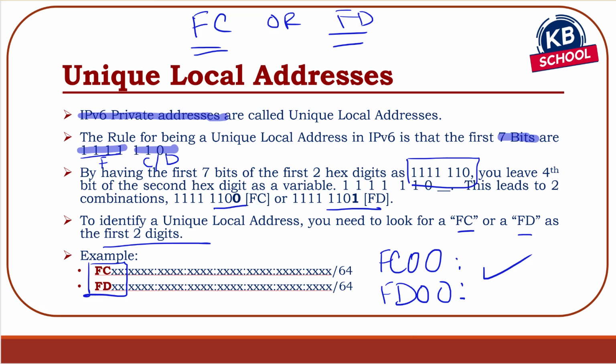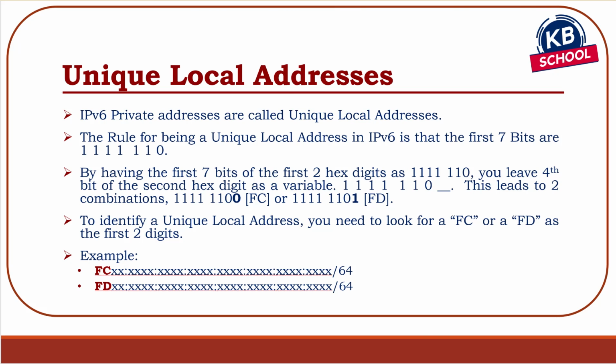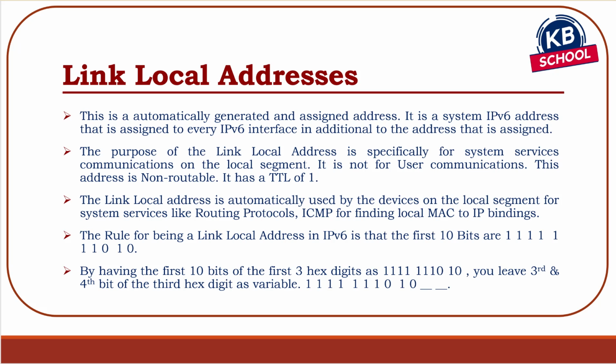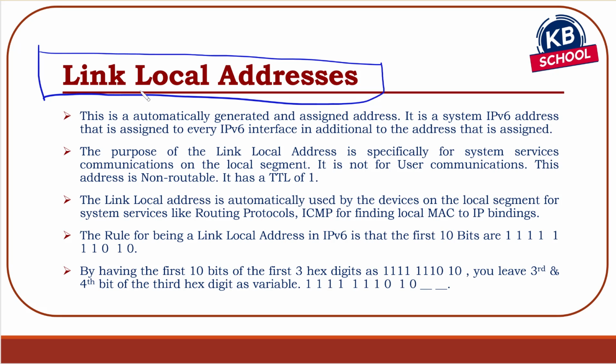So we've covered the two equivalents of the public and private addresses in IPv6. All right. The next thing that I'm going to take a look at is an address that is something that we don't use in IPv6. It's called a link local address. All right. What is this address?